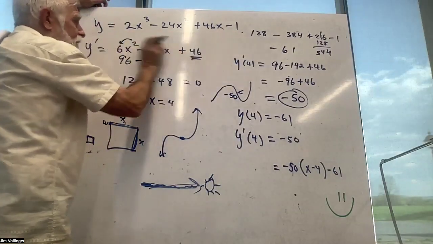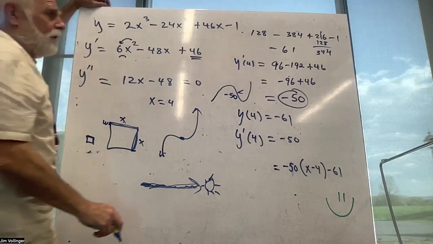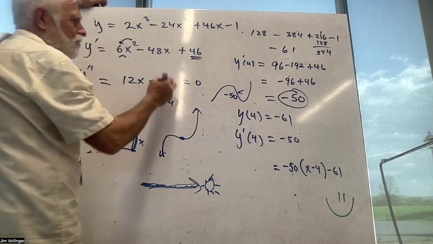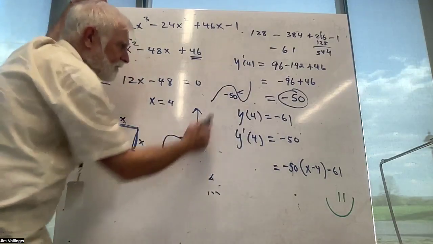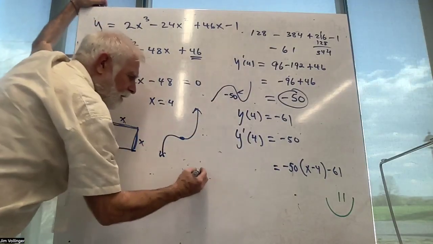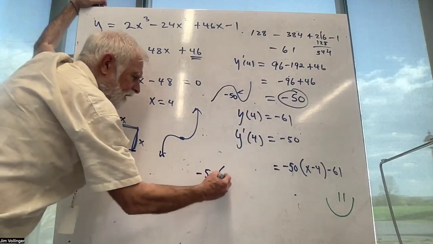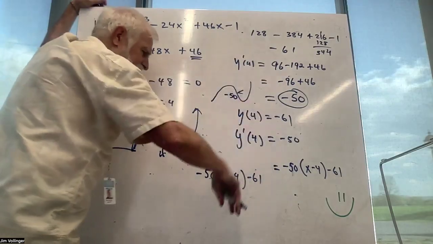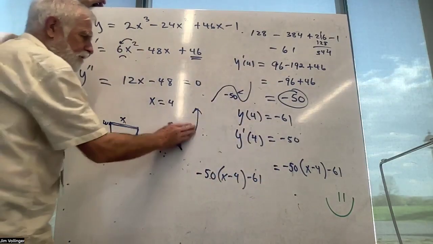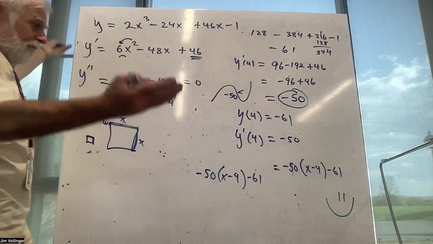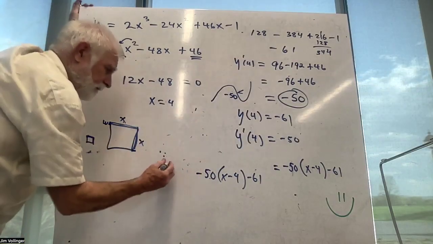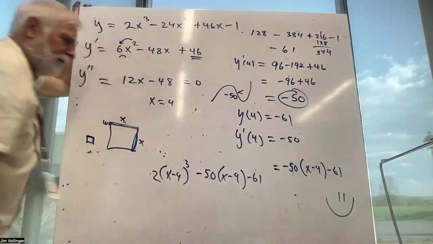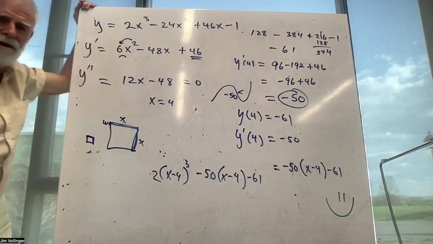And that's what you'll look at, calculus. And if we put 4 in here, I'm hoping we get to cut to the chase because I'm losing board space. The tangent there is minus 50 times x minus 4 minus 61. I could have a little bit of math error here, but now how do I put it in graphing form? I'm done. All I've got to do is write x minus 4 cubed with a 2 in front of it. So the graphing form was always there.